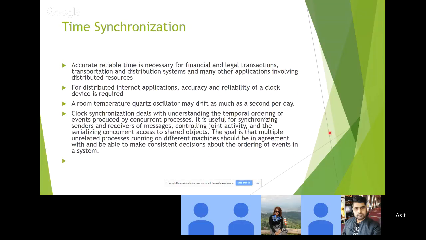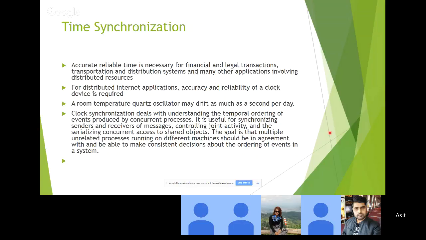Another problem is that accurate and reliable time is necessary for financial or legal transaction systems, even in transportation, and many other applications involving distributed systems or resources, which need time to be properly synchronized, as exactly as they can. For distributed internet applications, the accuracy and reliability of a clock device is also required. A room temperature quartz oscillator may drift as much as a second per day. These are some of the things which may make the clocks lag.